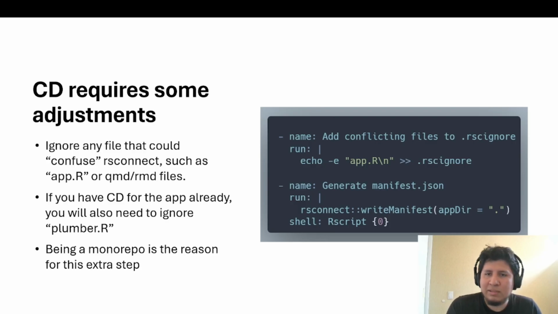For continuous deployment, since this is a mono repo, these changes are only necessary because of this. You will define logic that will prevent your RS Connect bundle from being confused. For example, here we do this by adding app.r to the ignore file for RS Connect. So when the time comes, you have one deployment for your API and a different deployment for your app, and the API will not have app.r and the app will not have plumber.r.